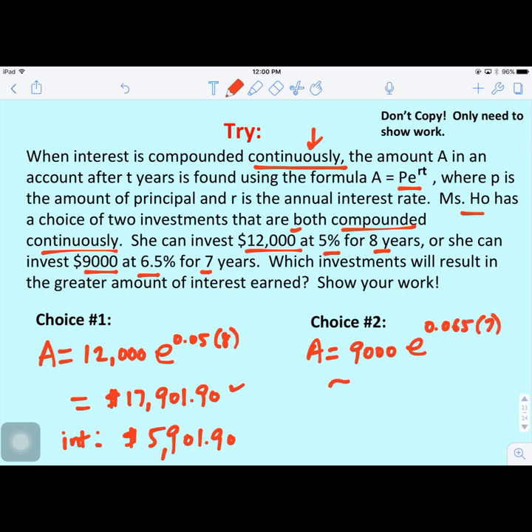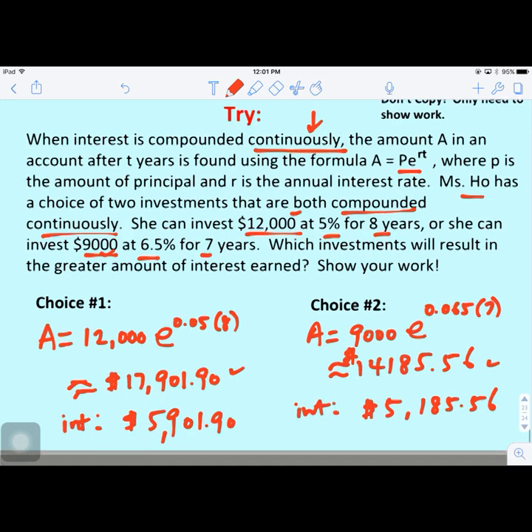And the second choice is going to be principal amount 9,000 e to the 6.5%, 0.065, times 7 years. And that will give us approximately, they are both approximate, 14,185.56. And that would be the dollar amount after 7 years. The interest here is going to be, again, taking 14,185 minus the original of 9,000, which is going to give us the interest of 5,185.56.